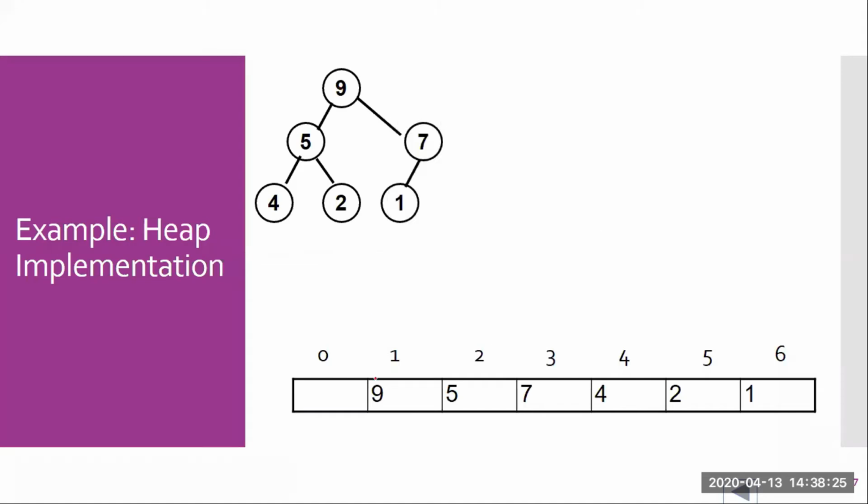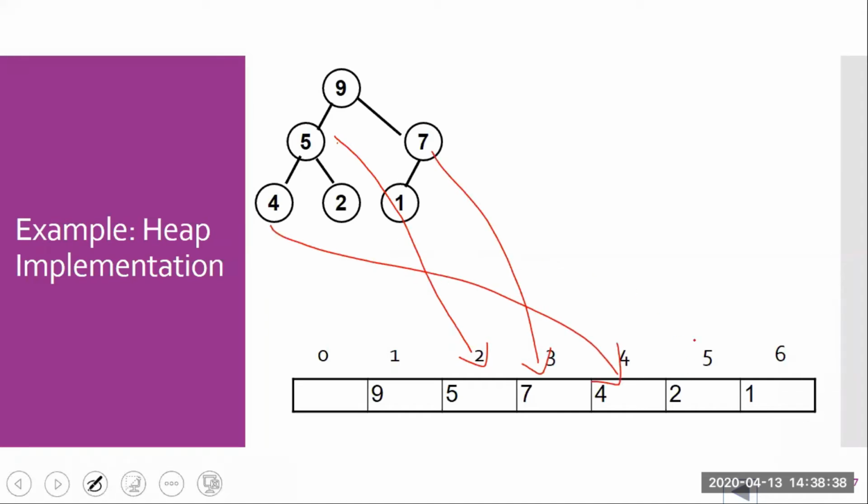So the first element is 9. I'm going to place it over here. Then the next element, which is 5. Left to right, so 5 gets placed over here. 7 gets put over here. Then I come to 4, put it here. 2 comes here, and 1 comes here. So it is left to right, top to bottom.